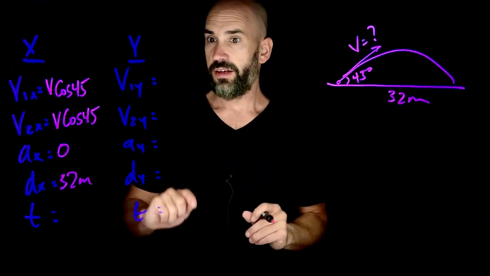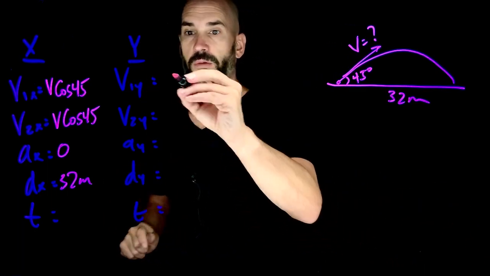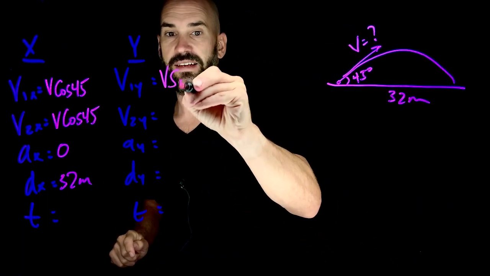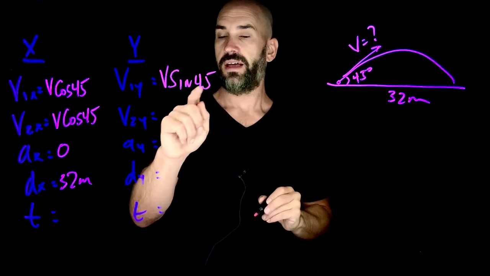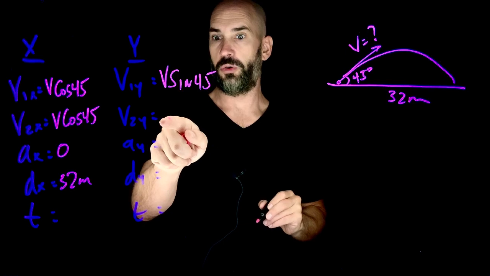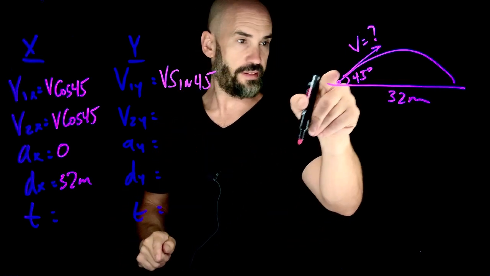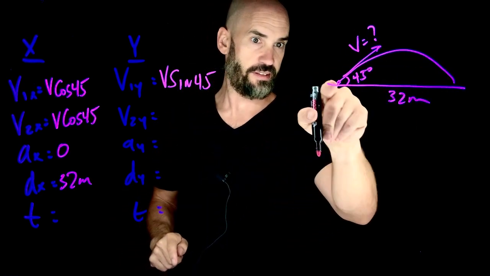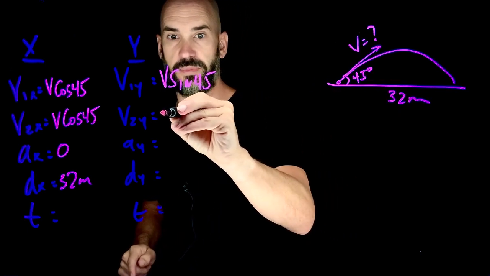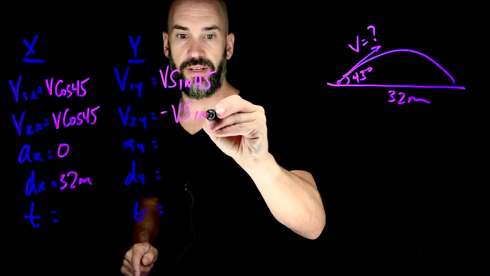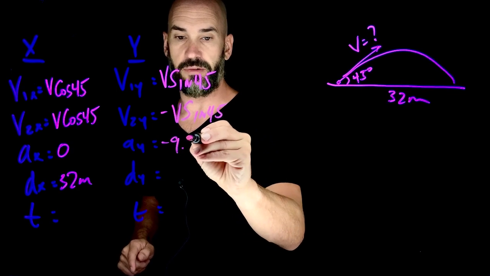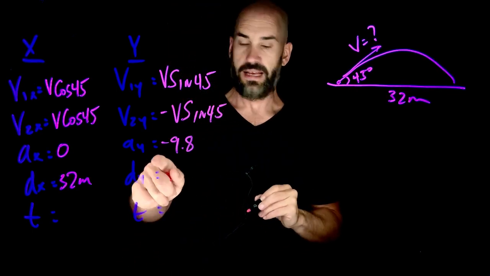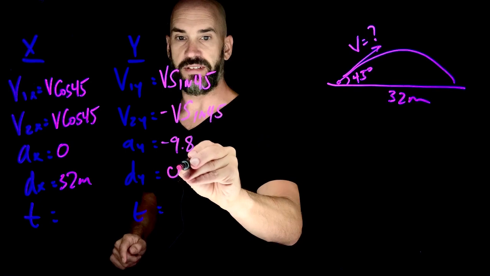Okay, all right, so let's do the same thing here. We know that v1y must be v sine of 45. Okay, and we also know that v2y is going to be the negative version of that because it's launching and landing at the same spot. So this will be negative v sine of 45. Okay, ay is obviously negative 9.8, the acceleration in the y direction, right? And dy, again, is going to be 0.